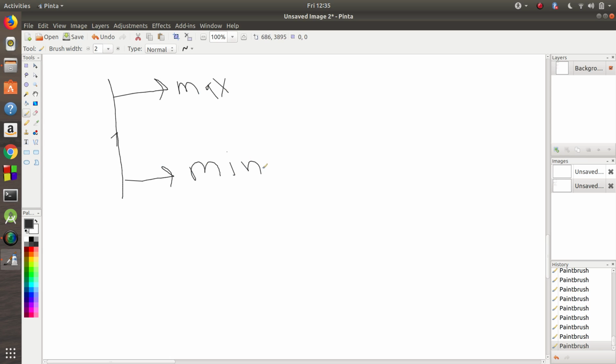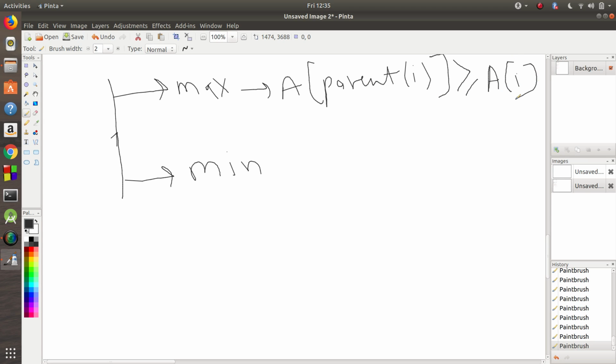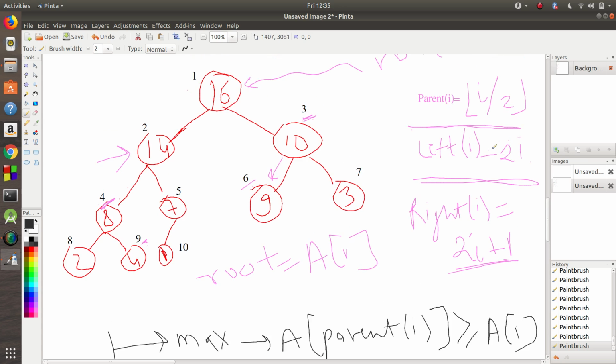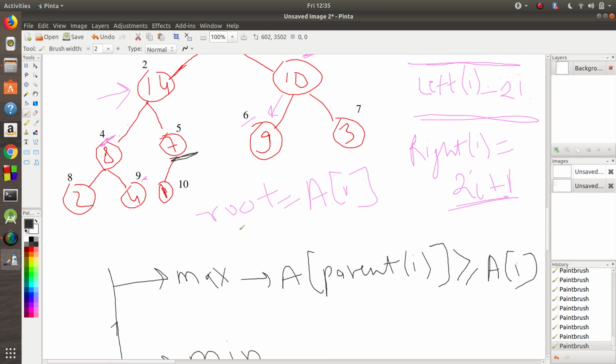Okay, so in the max heap there is a condition where A of parent of I should always be greater than or equal to A of I. As in this example, this is an example of max heap. If we take any node, for example this node, the parent of this node should be greater than 7. The parent of 7 is 14, so 14 is greater than 7. So it's satisfying the heap condition.